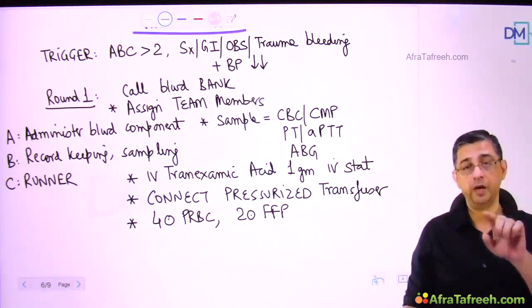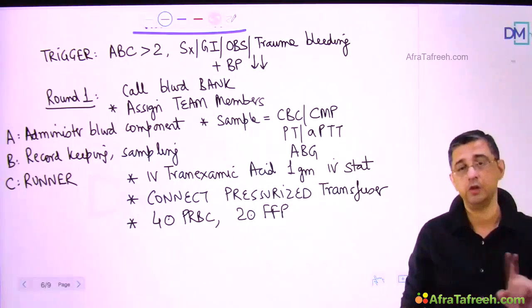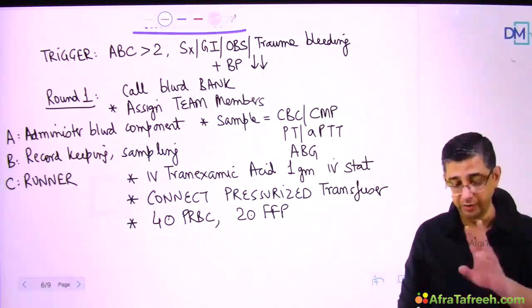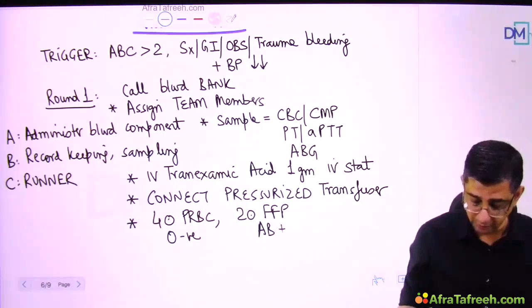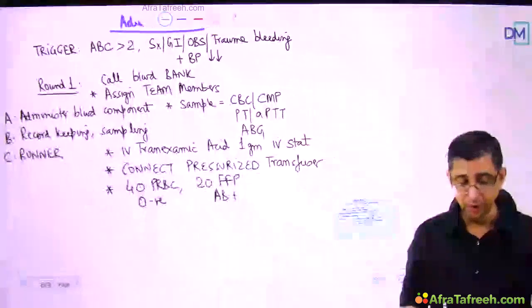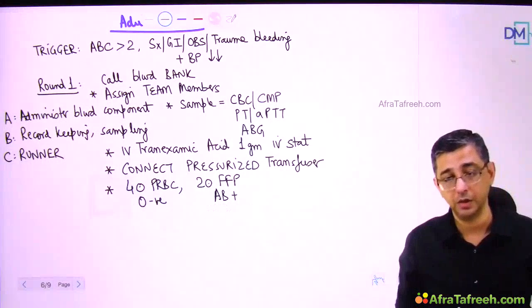Remember, from the blood bank I obtained a bag containing 666, but in round 1 I will not give all 666. I will give 4 units of packed RBCs and 2 units of fresh frozen plasma to the patient. The packed RBCs will obviously be O negative, fresh frozen plasma would be AB positive, and once we give these to the patient, I will most of the time have a recovery, in a sense that the bleeding part might significantly reduce in the patient.